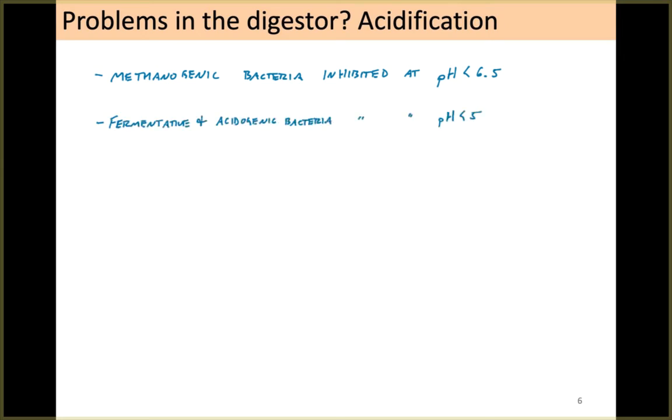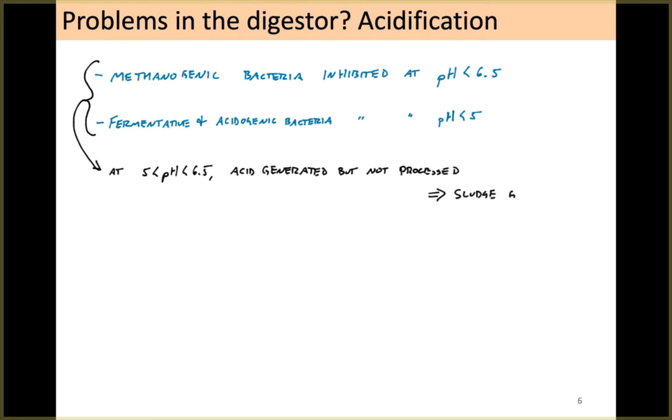This is somewhat tricky because the step that precedes methanogenesis is the production of acids, right? Both that fermentation step and then the creation of acetic acid. And the bacteria who are responsible for those will be inhibited if we get below 5. Now, taken together, what happens in between, so if your pH is less than 6.5 but greater than 5, you're getting that first step. You're generating the acids, but then the methanogens aren't able to process those acids.